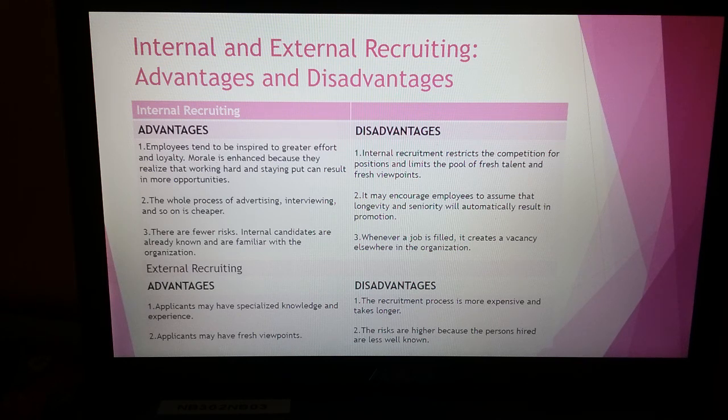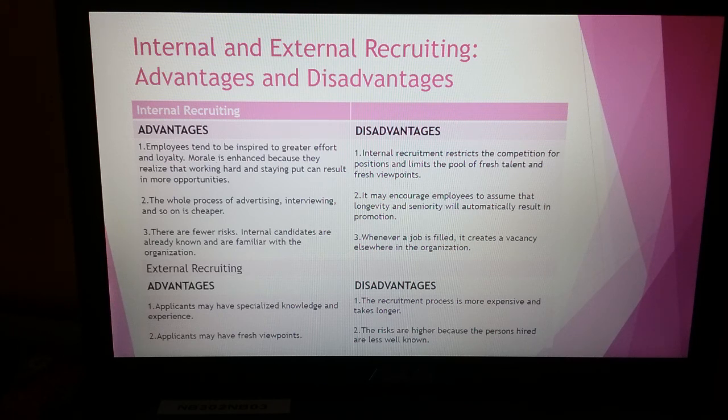Employees are familiar with the organization, and you already have a good idea about whether or not they're going to fit in. It's much less expensive, and it's less of a risk on both sides. The one thing is, though, that it does limit your pool of people you can hire from, and also people get lulled into a false sense of security. If I stay here long enough, then I'll get hired or get promoted, and that might not necessarily be true.